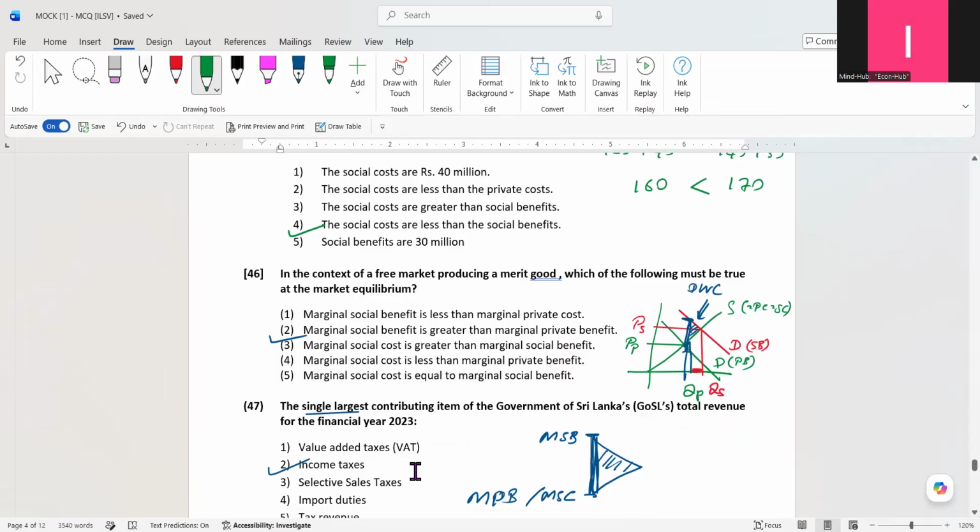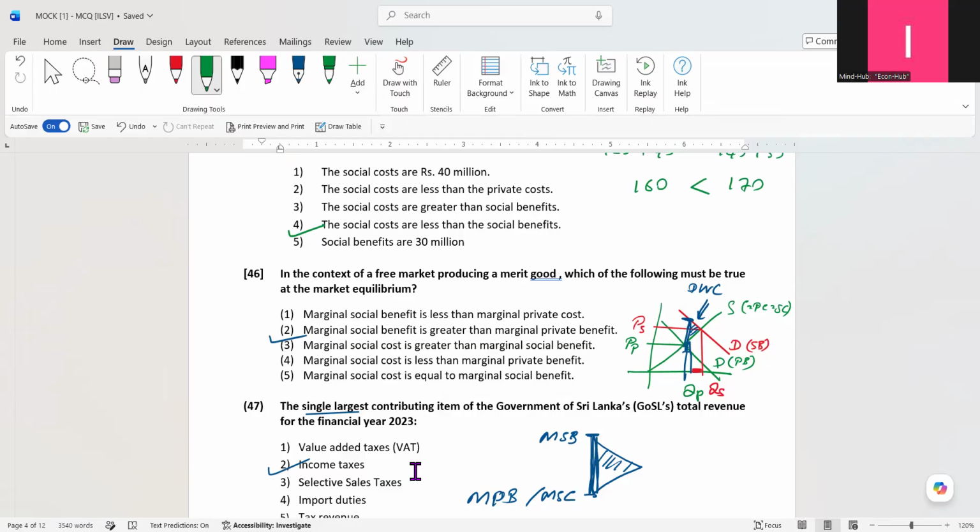46. In the context of a free market producing a merit good, which of the following must be true at the market equilibrium? This is a very popular format question in your paper. In the toolbox discussions also, we have done this kind of question a few times. If it's a merit good, social benefits are greater than the private benefits. I've explained it with a diagram as well.